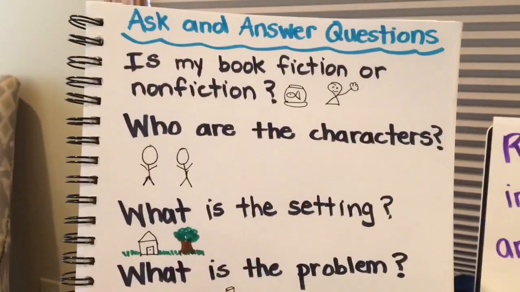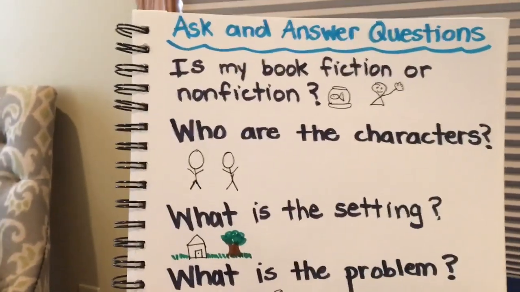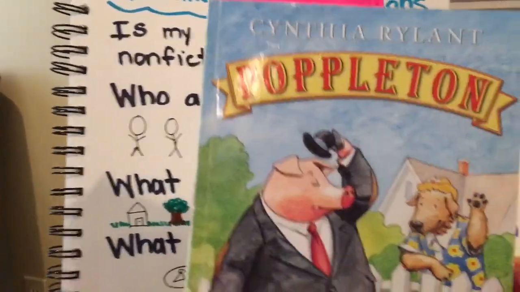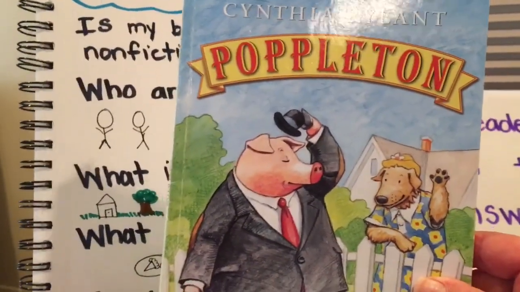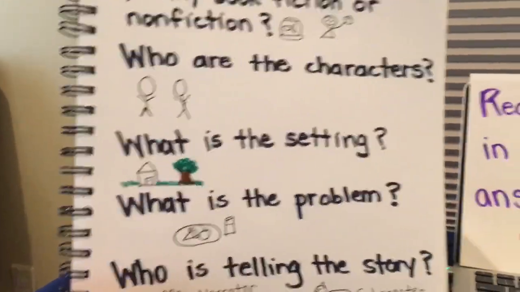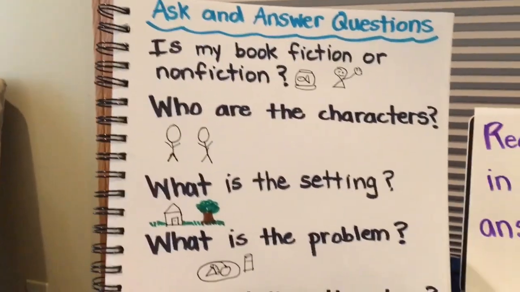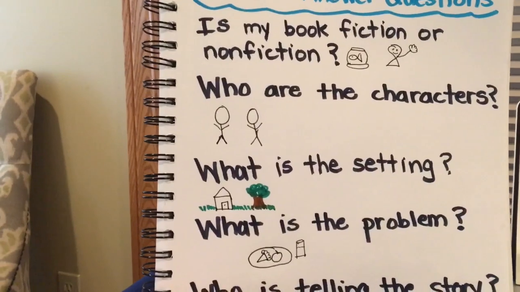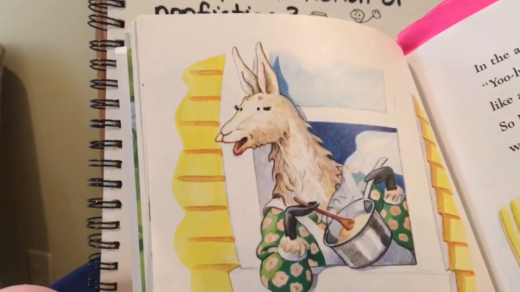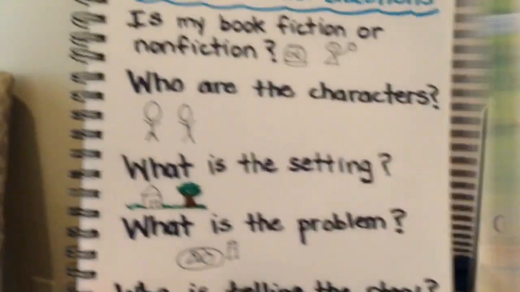The next question I have is, who are the characters? Who are the characters in my story? And I found a little bit out about that right away, right? I had Poppleton, and then there was a guy over here, but I didn't see him in the book. Instead, I can look back in my book and find the other character in the book. So here it is. There she is, Cherry Sue, right? So that was the other character, and there they are together. So I can look back to remind myself of that.